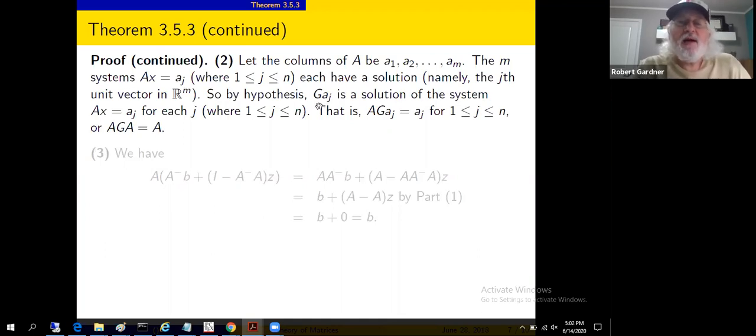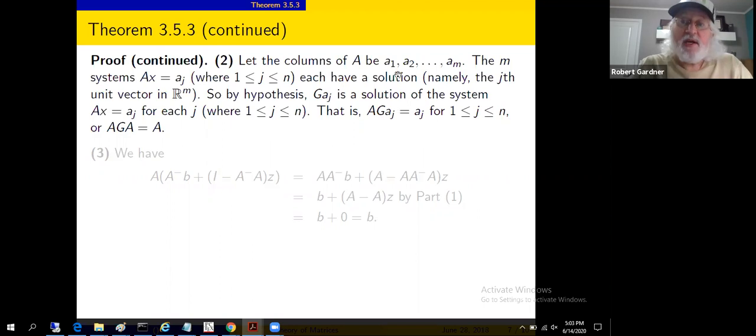We've hypothesized that every one of those solutions can be written in the form G A sub j for some matrix G. So G A sub j then is a solution of Ax equals A sub j, and this works for the same G and all different values of the j. That was the hypothesis. In other words, A times G times A sub j equals A sub j for j equals 1 to n.